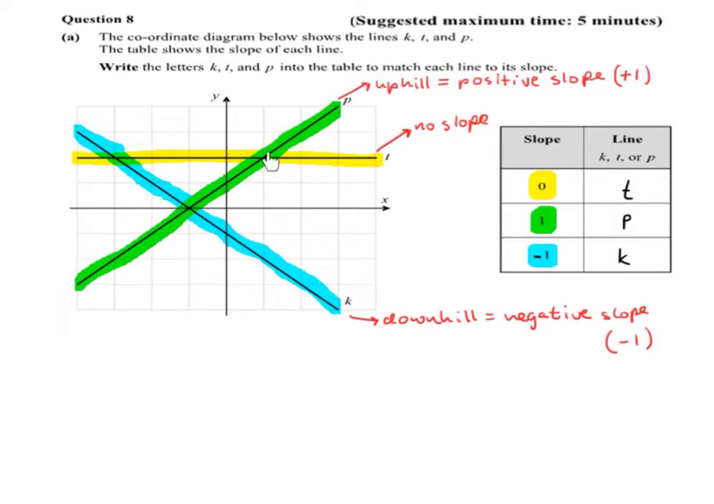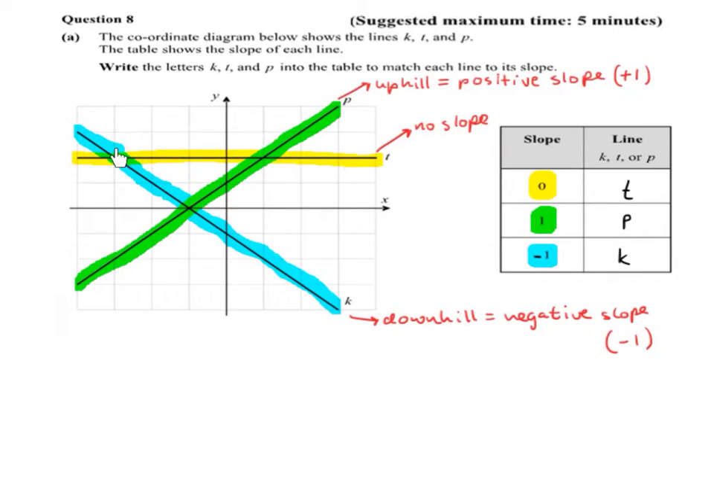Then P is going uphill because we always read a graph like we read a book, from left to right. And if I'm going from left to right, I'm going uphill, and uphill is always a positive slope. So 1 is really +1. So 1 is going to match up with P. P has a slope of +1.